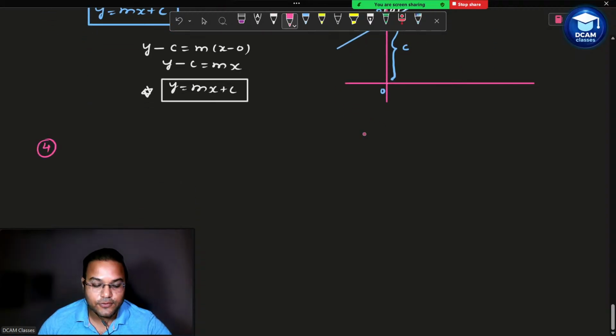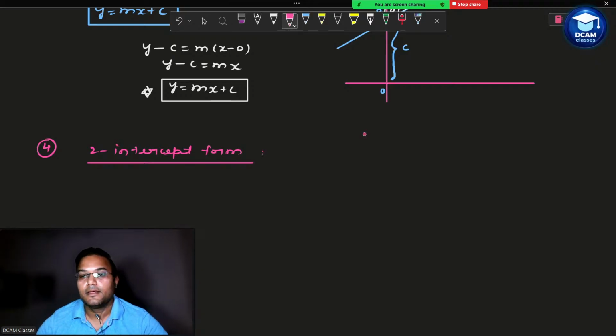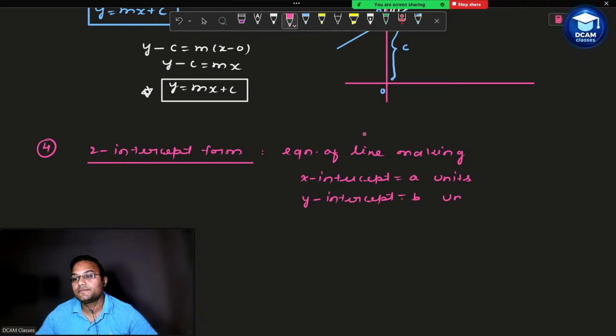Now let's come to the next formula. Next formula is 2-intercept form. What is this 2-intercept form? Equation of line making x-intercept equal to a units, y-intercept equal to b units.